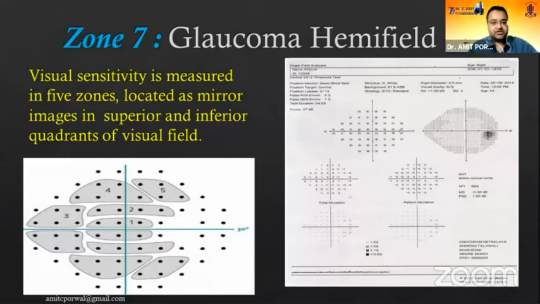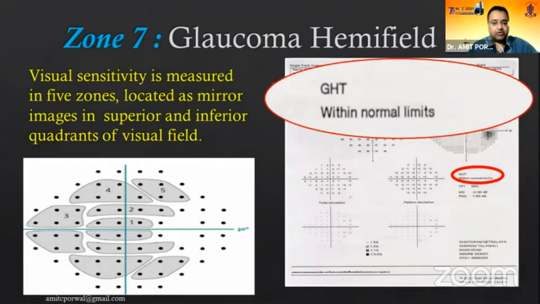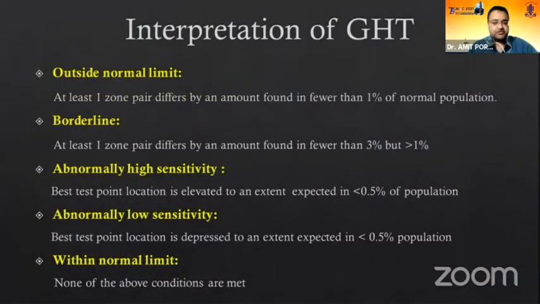Zone 7, coming to the glaucoma hemifield test, basically the visual sensitivity is measured in five zones, which are located as mirror images in the superior and the inferior quadrants of the visual field. And how do we interpret this? The glaucoma hemifield test is interpreted as outside normal limits, that is, at least one zone pair differs by an amount found in fewer than 1% of the normal population.